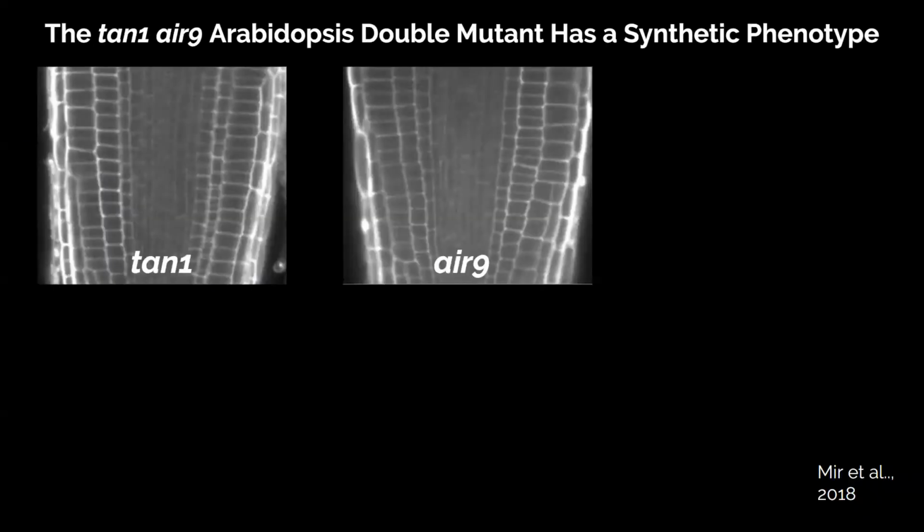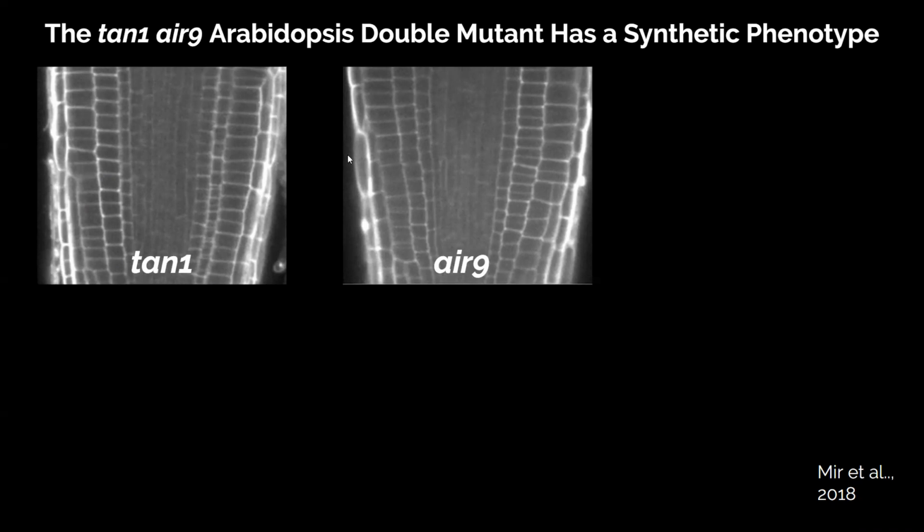Now, recently, with the help of a collaborator, we identified a TAN1-AR9 double mutant, which has a division plane orientation defect. So it has a synthetic mutant phenotype. What that means is that we have our TAN1 single mutant, and what you see, it looks normal, it looks like the wild type.